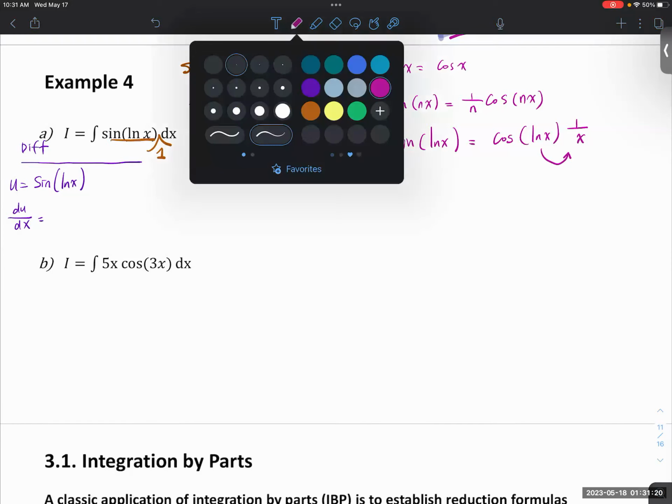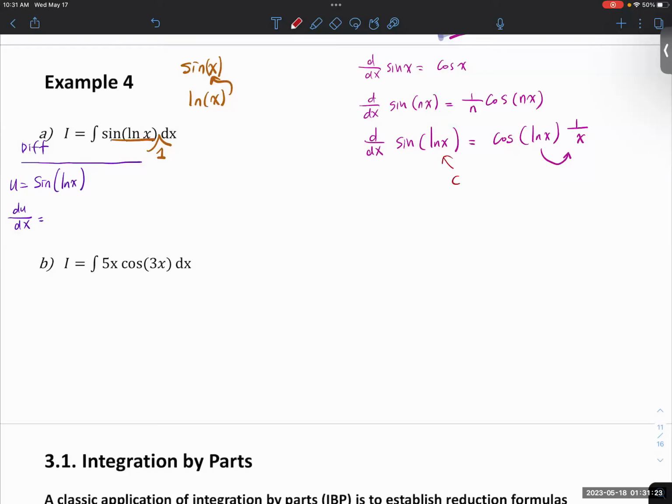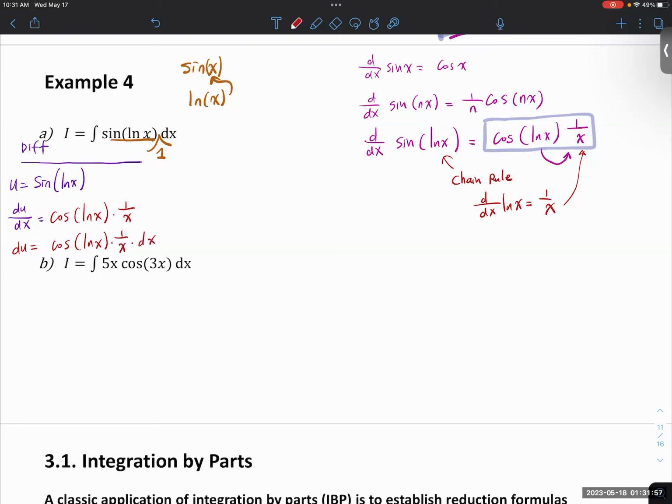So we are using chain rule. d over dx ln x is 1 over x. So that's why it's going to be here. So this is the derivative of sine ln x. Therefore, this is going to be cosine ln x and 1 over x because of the chain rule. So du will be cosine ln x, 1 over x, and dx.